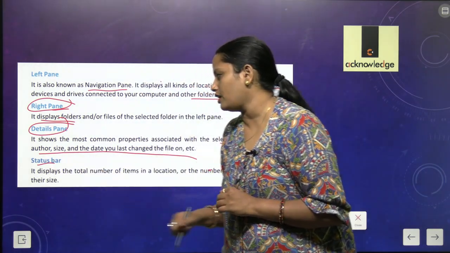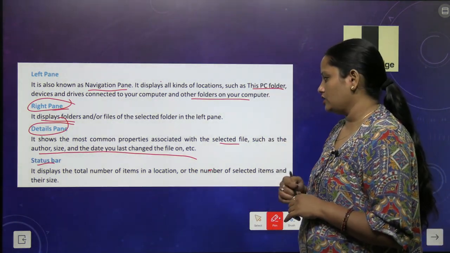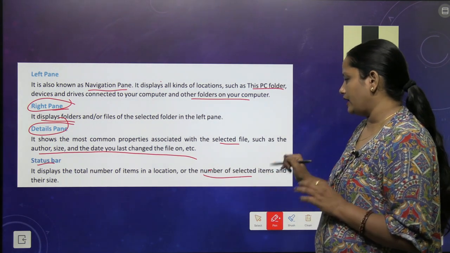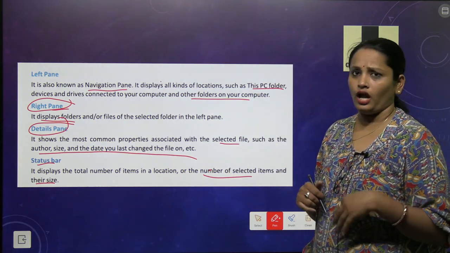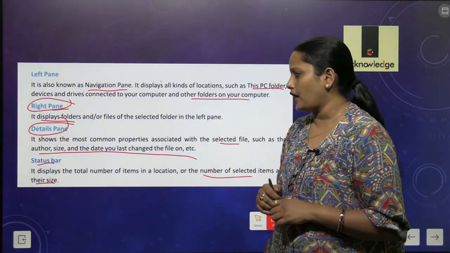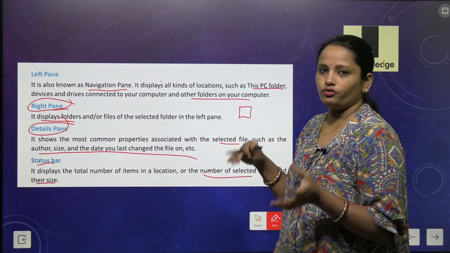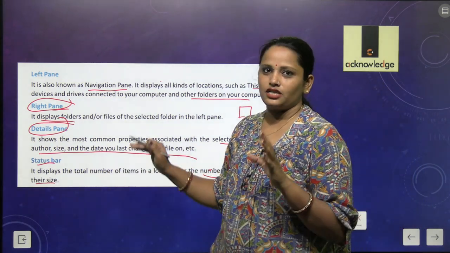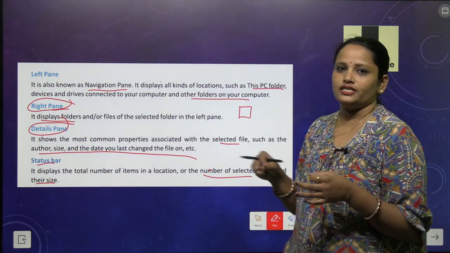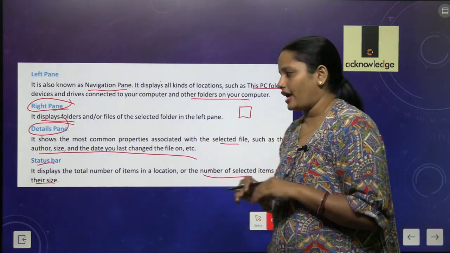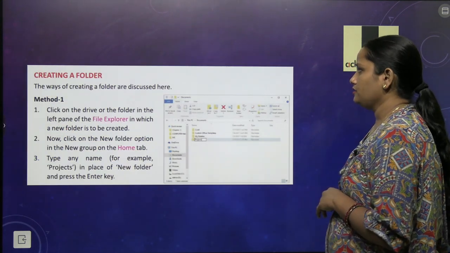Next is the status bar. It displays the total number of items in the location or the number of selected items or their size. As I told you, the status bar displays information about the particular file or the folder that we have opened. It displays how many items are there in that folder and what is the size of the particular file that we have selected. So all these are interconnected.